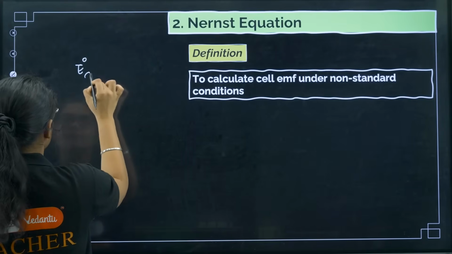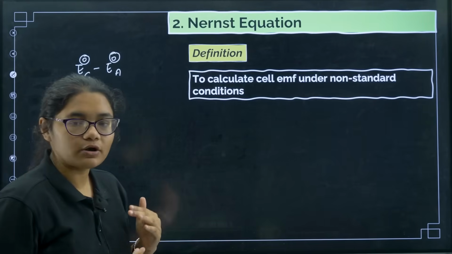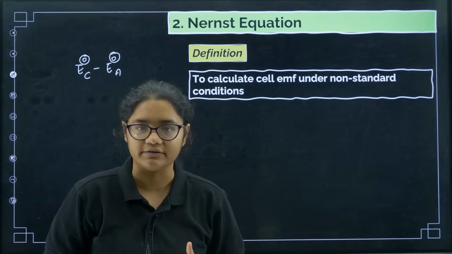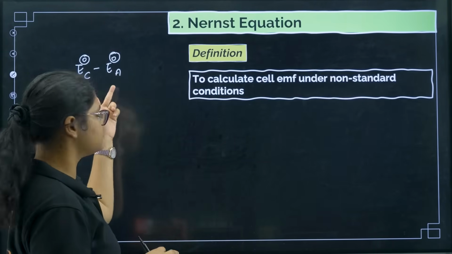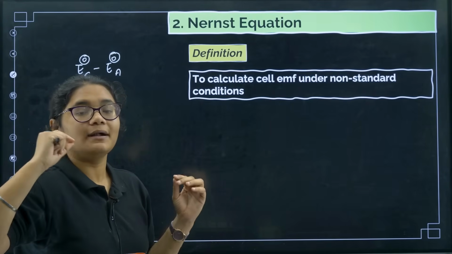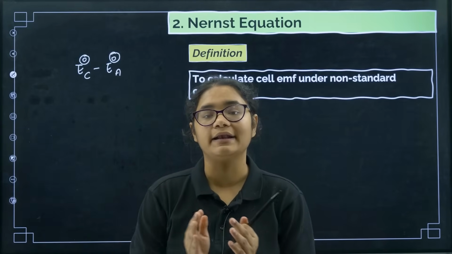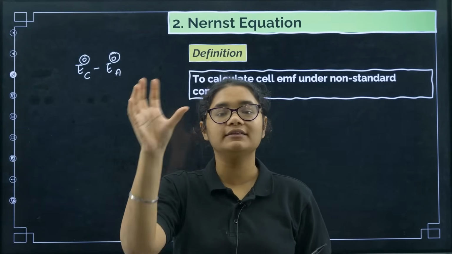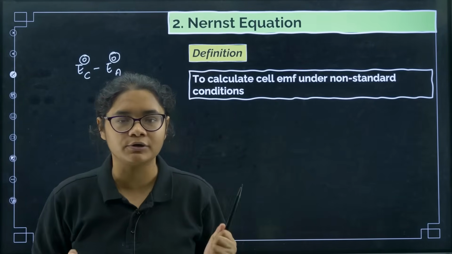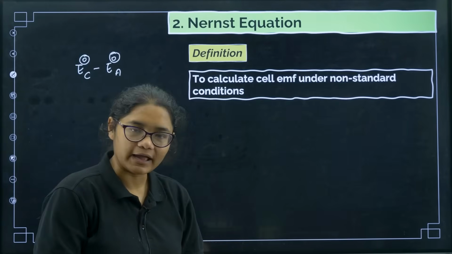E naught of cathode minus E naught of anode. Here this naught I am providing, right? This naught means that the electrolyte that we have taken must be at 1 molar concentration. Then only we can use this formula to calculate the electrode potential or the cell EMF. But in case the concentration is not maintained at 1 molar, then to calculate the cell potential, the difference between the oxidation and the reduction potential, we use the Nernst equation. I hope this is clear.